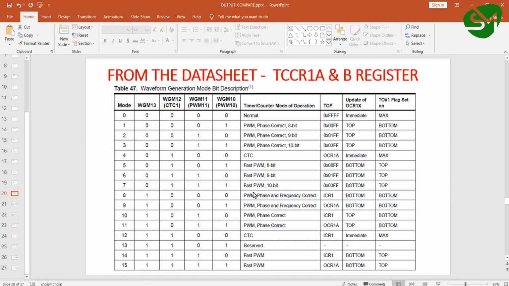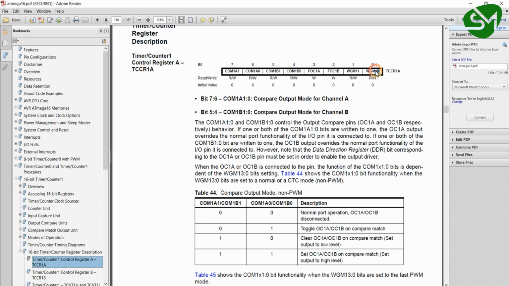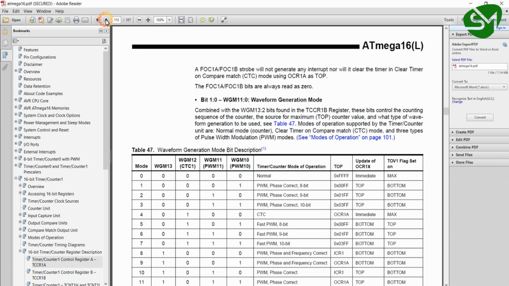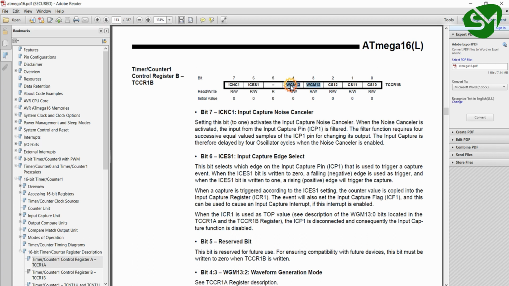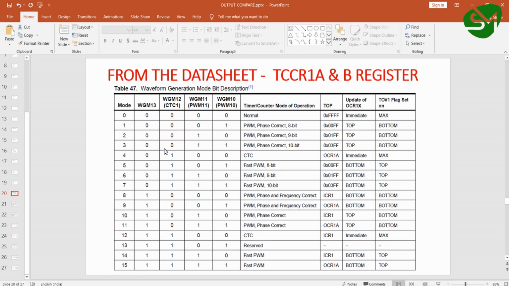So what we will do is, I'm just going to set these 4 bits in fast PWM 10 bit. So I just want to set the WGM 12, 11 and 10, and I want to clear the WGM 13. That is, I am just going to give a value of 7 to these 4 bits. We know that from the data sheet, this WGM 10 and 11 is available in the TCCR1A register, and 12 and 13 is available in the TCCR1B register. So I am setting 12, 11 and 10, and I am clearing the WGM 13.